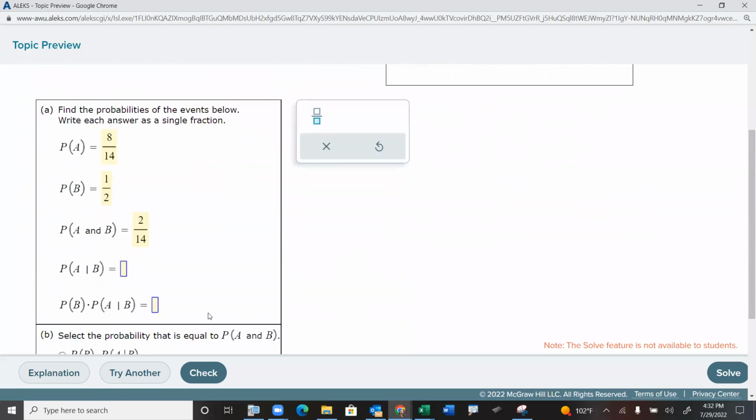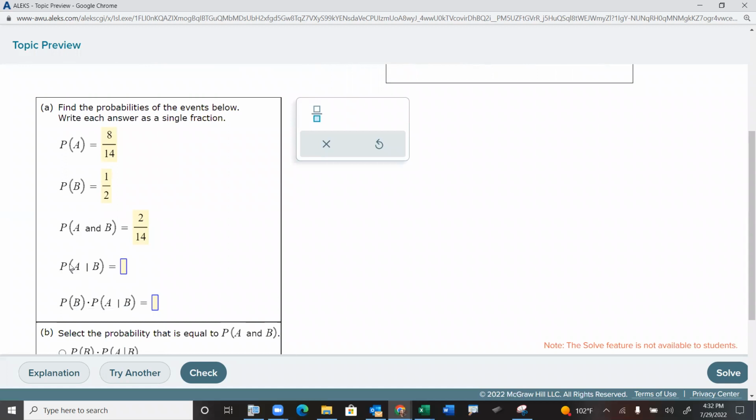Now, this symbol here we haven't seen before. See this little vertical line in the middle? That suggests conditional probability, like we saw in the last video very briefly. So what this means is, what's the probability that event A occurs given that event B has already occurred or will occur?